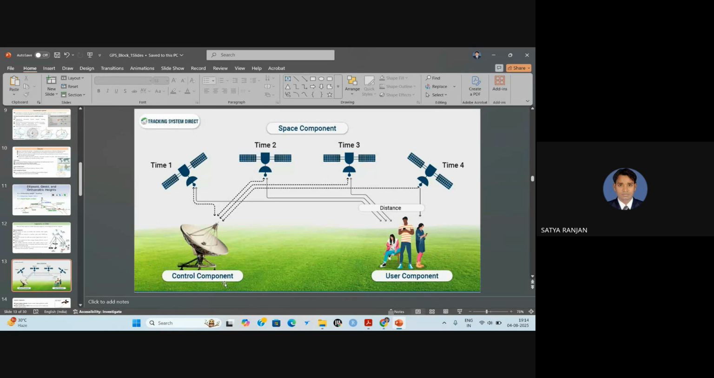So this is the control component in the space segment, and user components are there. This is the total structure of functioning of the global navigational satellite systems. The space segment transmits all this data to the control segment, and it is simultaneously received by the user segment.